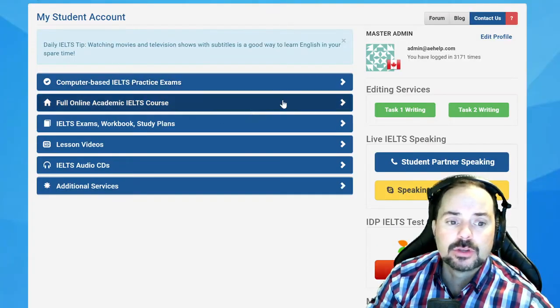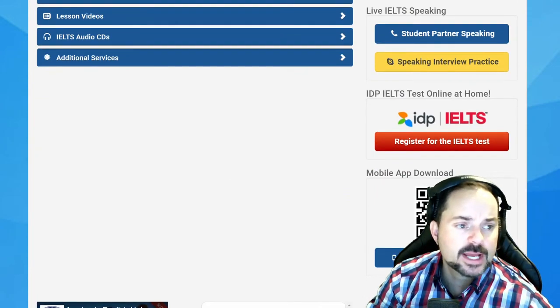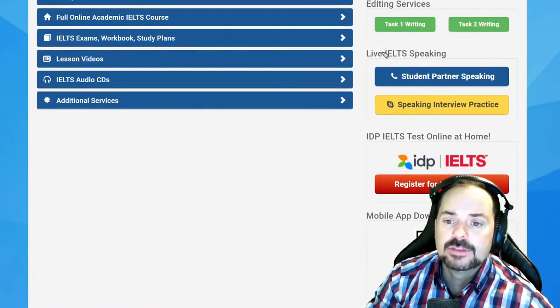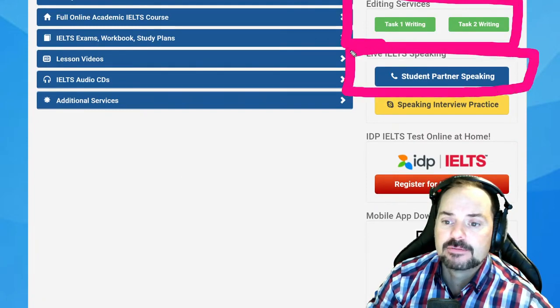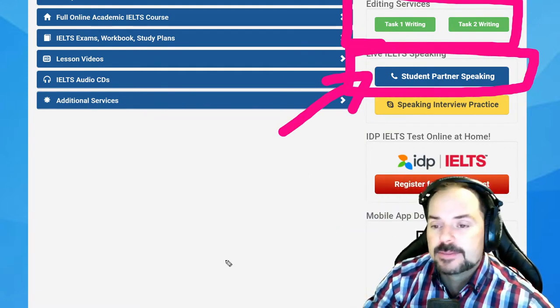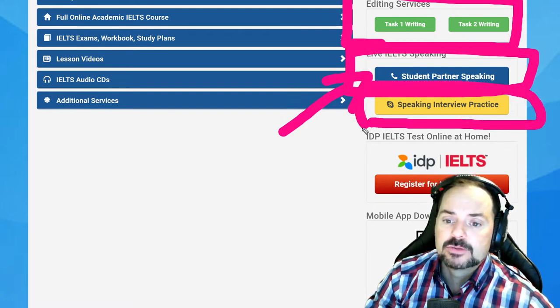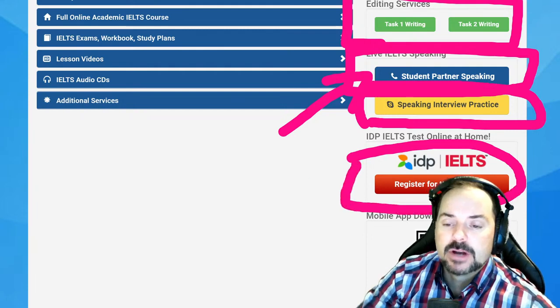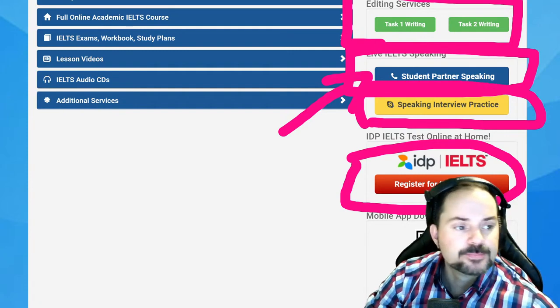And as I was showing you in your My Student account, you've got lots of goodies. On the right hand side, you have the task 1, task 2 editing services, and underneath it you have the student partner speaking. We're going to use that one right now, the student partner speaking. That's just above my head there. You can book speaking practice interviews with the yellow button, and if you see this red button that's behind my head, you can even book your IELTS exam through the website. If you don't see it, it's not available in your country.